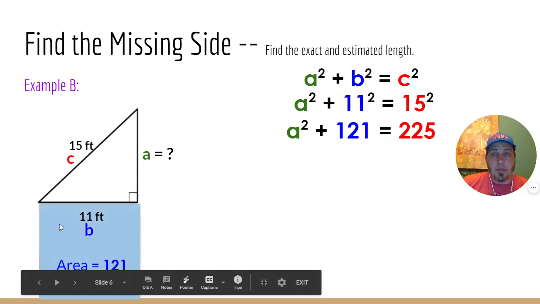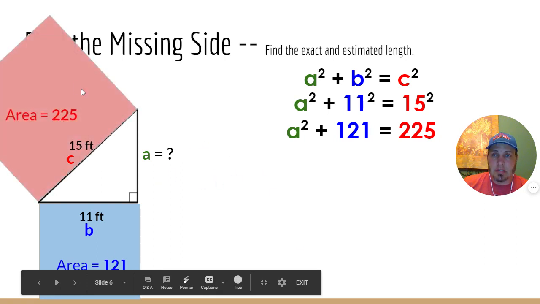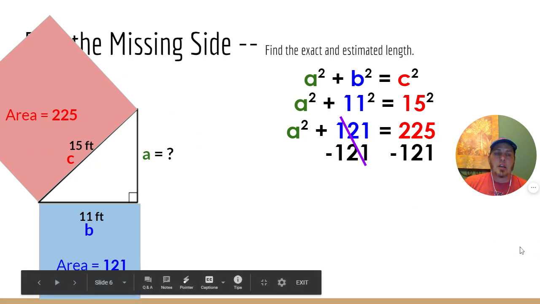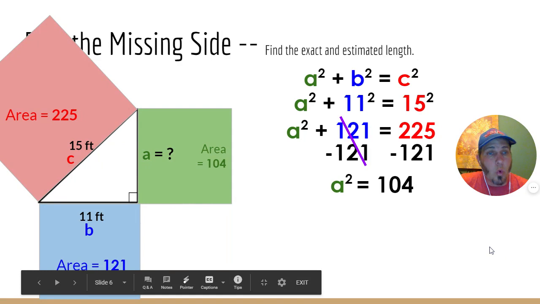And I know that this square plus this square, I don't know what it is, equals this square. So I know these two. How would I find this other one? Subtract, right? If I subtract out the 121 from both sides, if I take out the 121 squares over here, it'll leave the squares that fit on this side. And that would be 104.